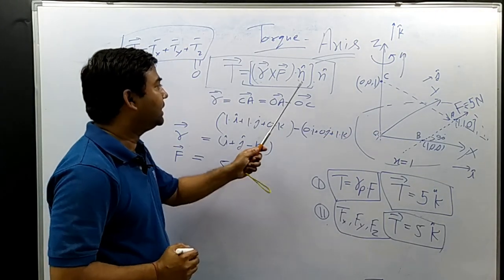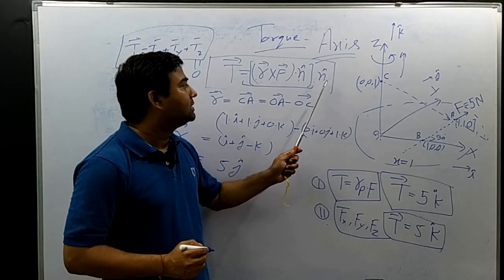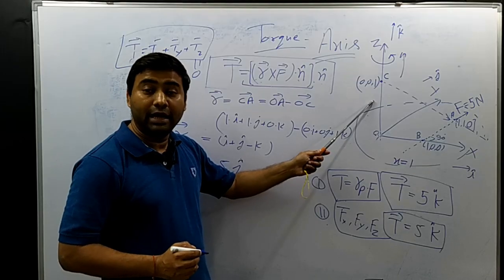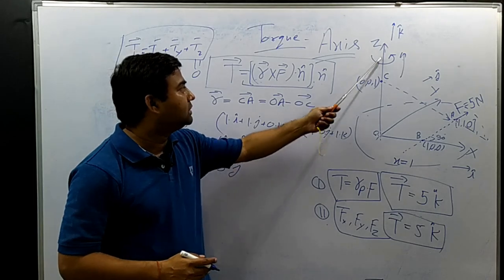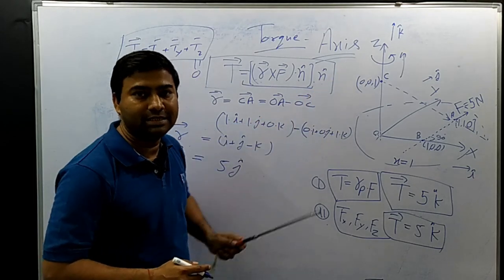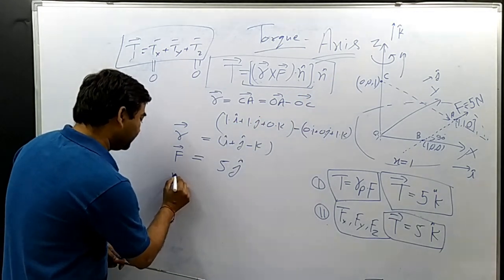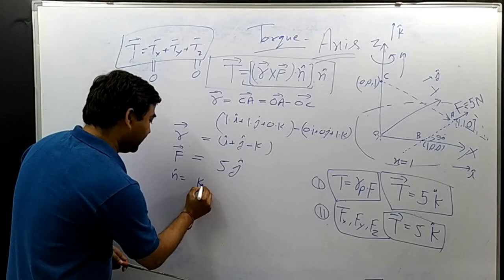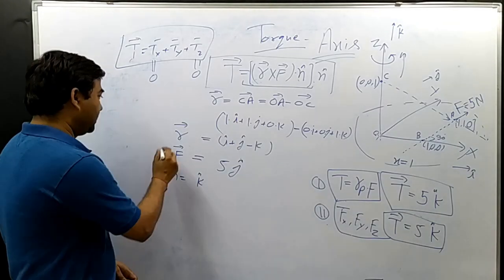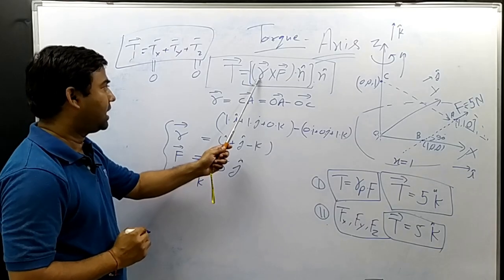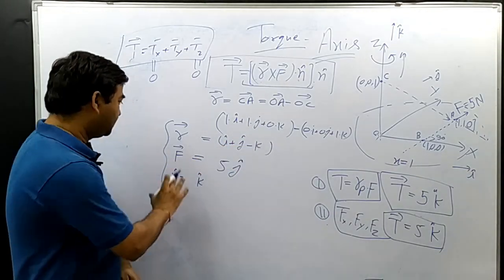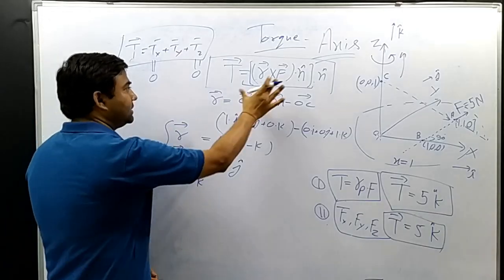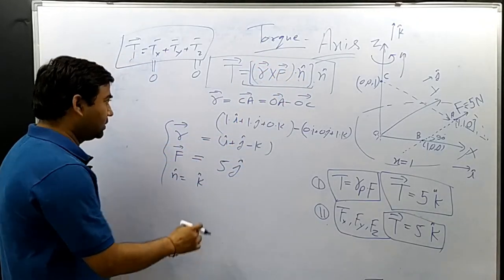Now n, what is n here? n is the unit vector along the axis of rotation. So along the positive direction of the z axis, the unit vector n is k. Now all three vectors r, F, n are known. Just put the values of these vectors in this formula.